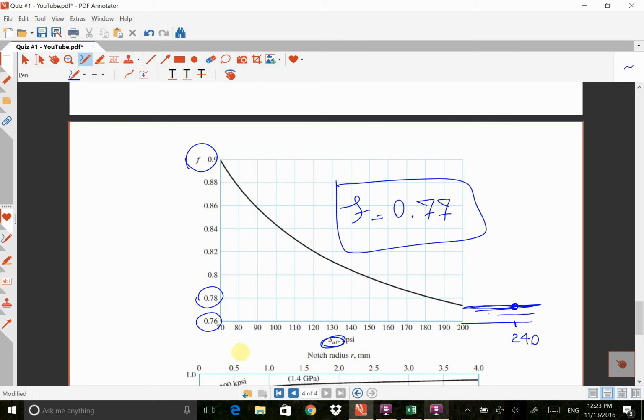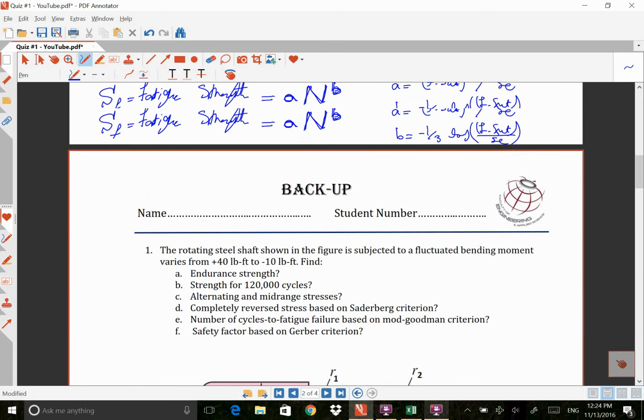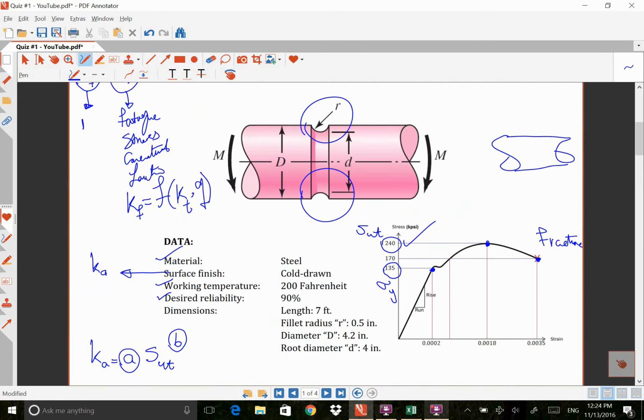And if it was less than 70, here I make a straight line. For example, if SUT was 20, I was reading 90%. Here I cannot go like that. This is wrong. I have to go straight. Okay. So I read the F from the graph.